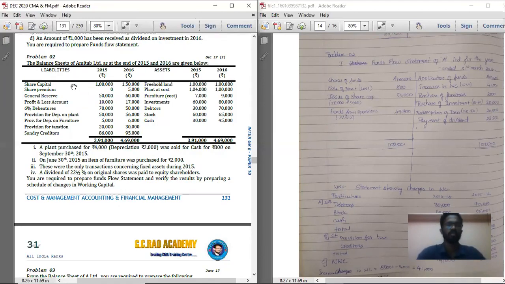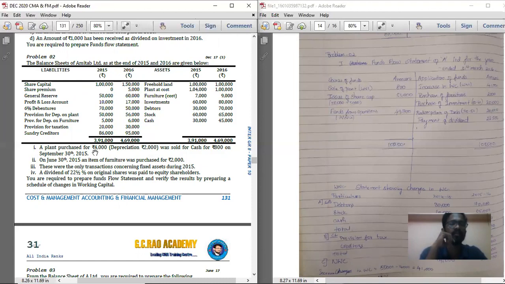First we'll read the question. The balance sheet of A Limited as at the end of 2015 and 16 are given below. Liabilities and assets have been given for 2015, 16, with different liabilities and different assets. Next they have given adjustments. Just look into the adjustments.